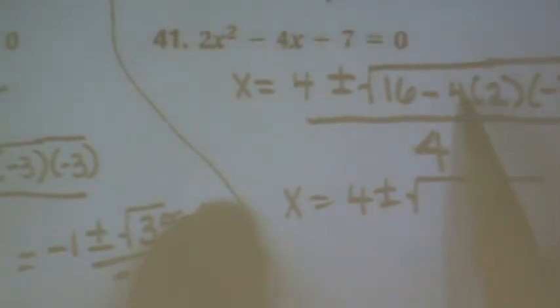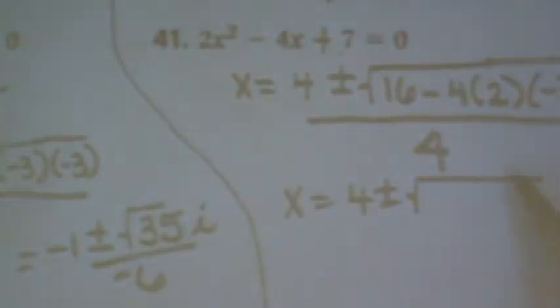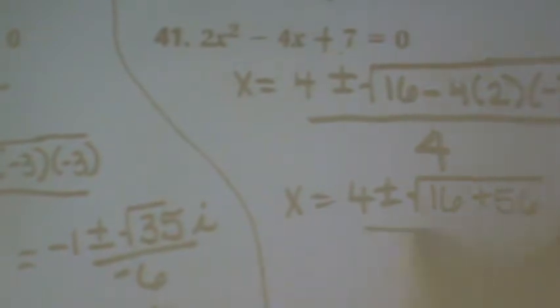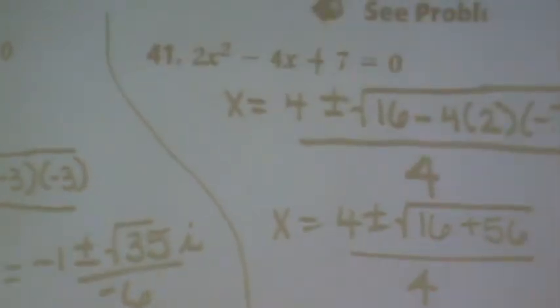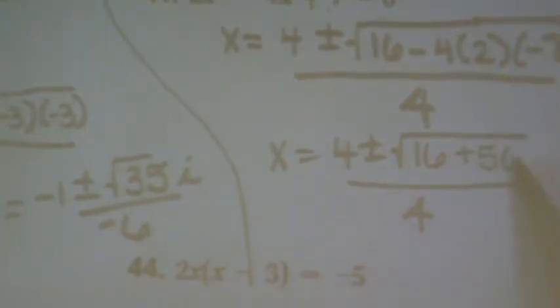So let's double check. Negative 4 times a, and that is a plus 7. Maybe it's a minus 7. I'm not sure. I'm going to say it's a plus. So it's 16, 8 times 7 is 56 over 4. This is going to be 72. This is going to be 4 plus or minus root 72 over 4.